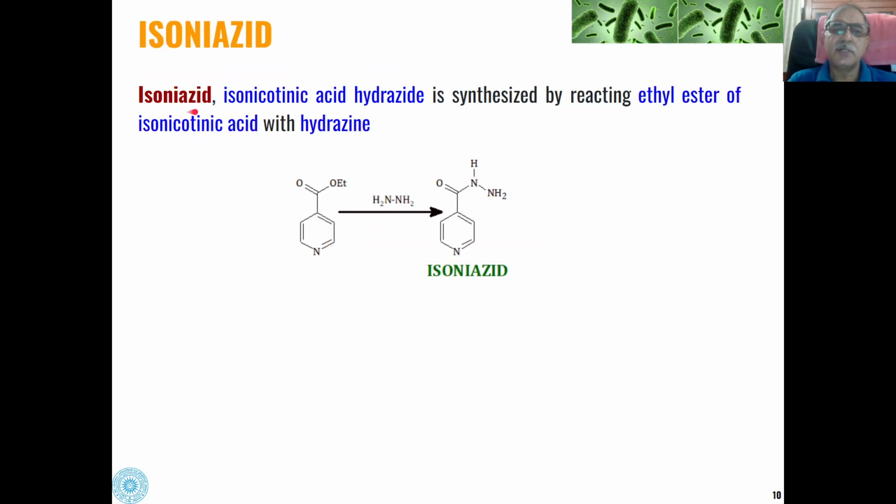Then isoniazid. This is synthesized by reaction of ethyl ester of isonicotinic acid with hydrazine, a simple process of formation of an amide. So this hydrazine will act as a nucleophile, will attack this carbon of the carbonyl with the elimination of ethanol, ethoxy from here, H from here. Ethanol is removed and we will get isoniazid as the product.